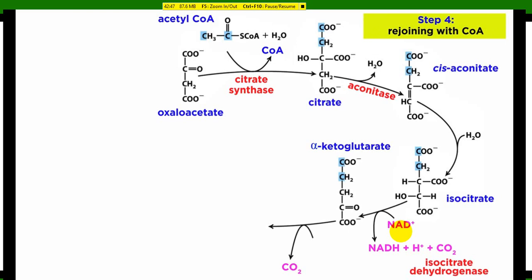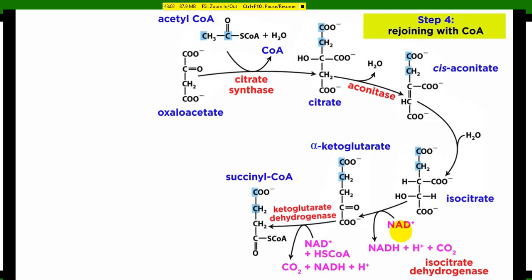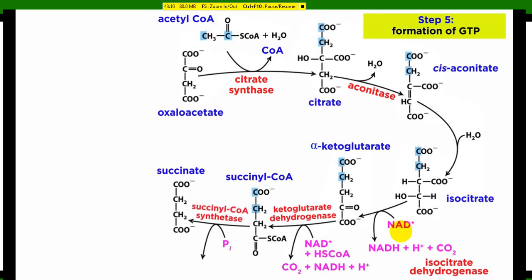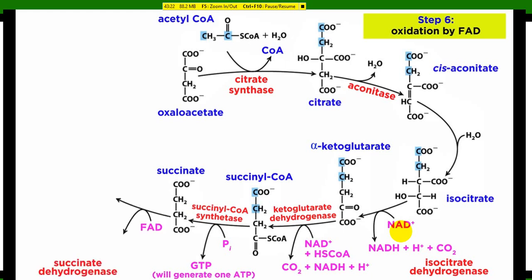Next, another CO2 is lost, and further oxidation by NAD+ takes place with the help of ketoglutarate dehydrogenase. The resulting molecule will join with coenzyme A once again to form succinyl-CoA. CoA is then displaced by a phosphate group to form succinate, which is catalyzed by succinyl-CoA synthetase. This will make one molecule of guanosine triphosphate, or GTP, in the process, which can be used to make 1 ATP.